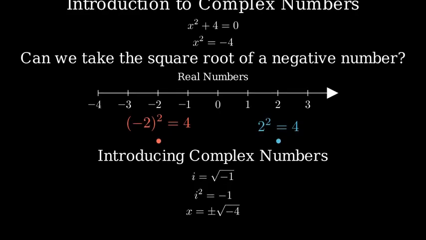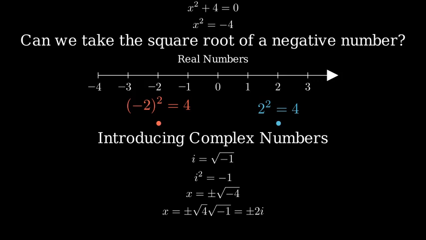Taking the square root of both sides of x squared equals negative 4, we get x equals plus or minus the square root of negative 4. We can simplify this by writing it as plus or minus 2 times the square root of negative 1, which is plus or minus 2i.